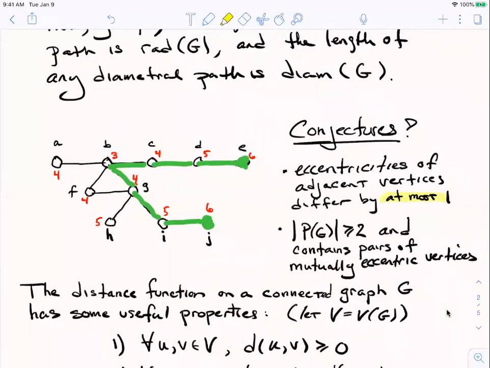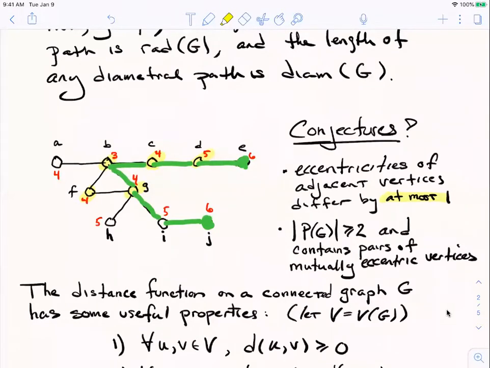Yeah, you pick two vertices that are adjacent, those two that I just highlighted in yellow, B and C. Their eccentricities differ by one. E, C, and D eccentricities differ by one, but not always. Here F and G are adjacent vertices. They have the same eccentricity. But you can't find a pair of adjacent vertices whose eccentricities differ by more than one in that graph. So maybe that's always true.